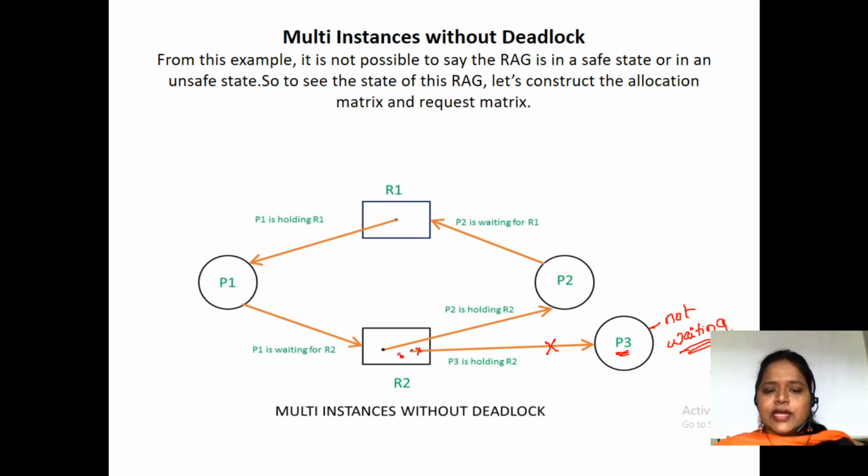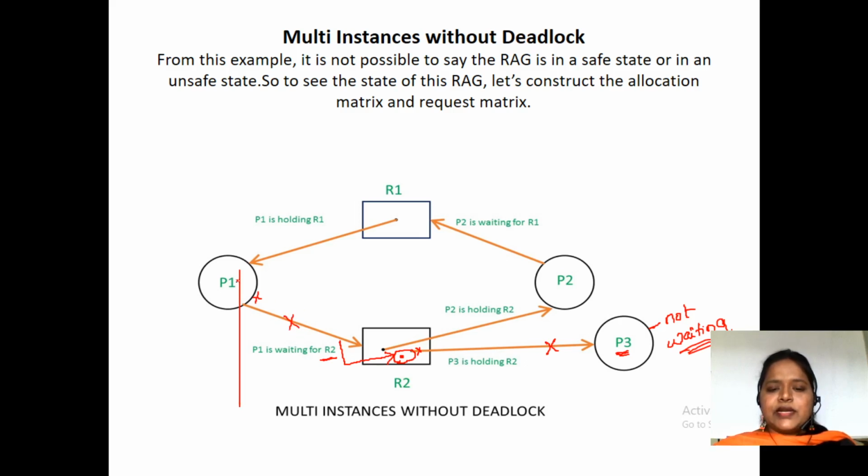Fine. So here R2 is available. So here P1 is waiting for R2. Here we are going to have the availability of R2. Now P1 will make use of this. After utilizing this, what will P1 do? P1 will release this R2.